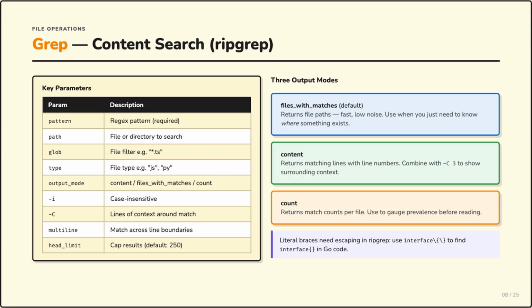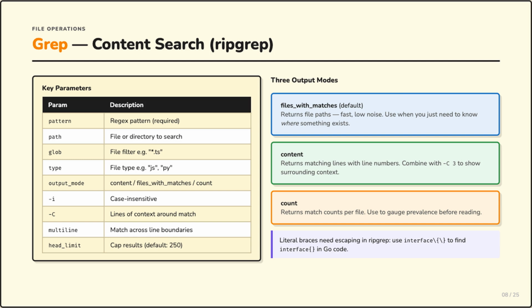Grep is a full-featured content search tool built on ripgrep. The pattern parameter takes a regular expression, and you can filter the search to specific file types using the type parameter or specific name patterns using the glob parameter. The output_mode parameter is worth understanding. files_with_matches is the default and returns only the file paths where matches appear, fast and low noise. Content mode returns the actual matching lines with line numbers, and you can add context lines around each match using the -C parameter. Count mode tells you how many matches each file has, useful for gauging prevalence before reading.